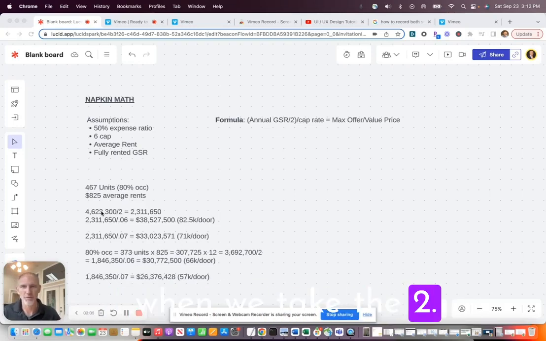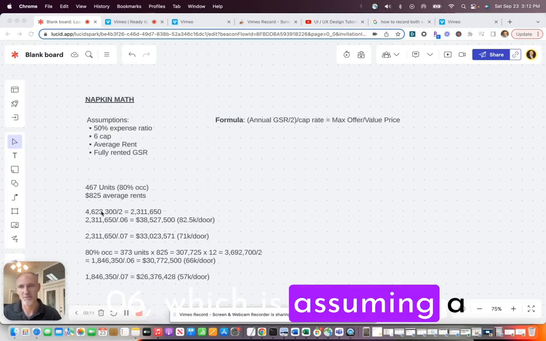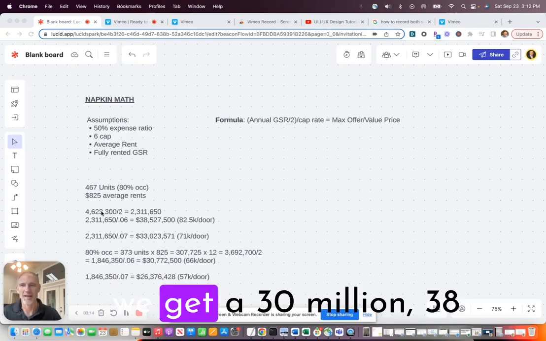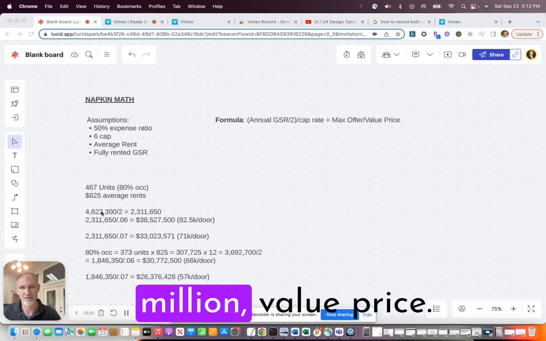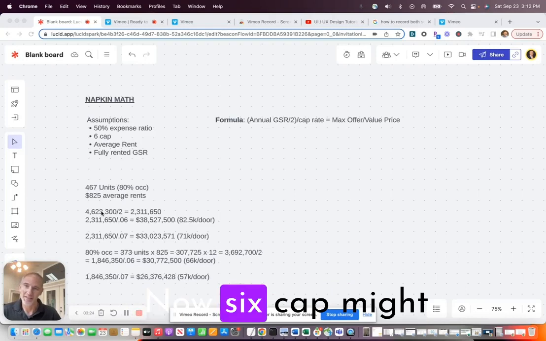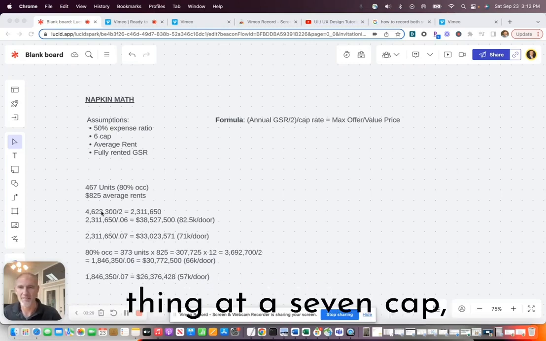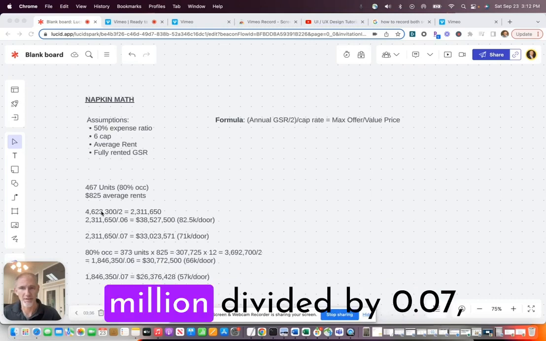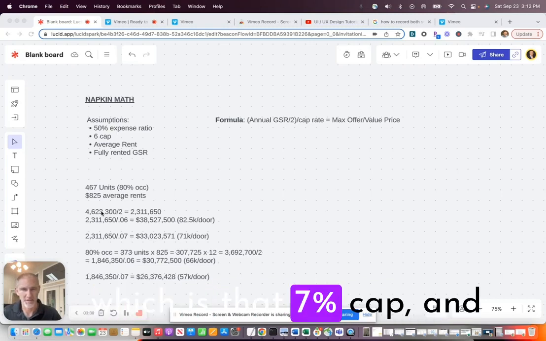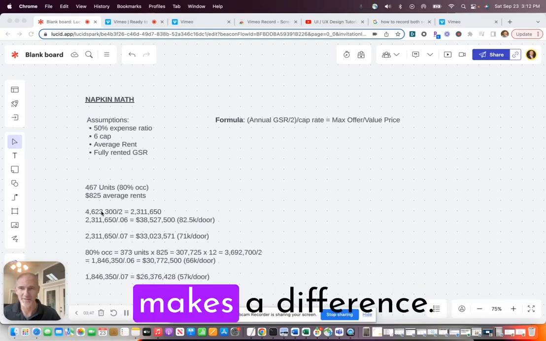When we take the 2.3 million and some change and we divide that by 0.06, which is assuming a 6 cap for this property, we get a $38.5 million value price. Okay, now 6 cap might be low for this particular asset. I think it is, right? So if we did the same thing at a 7 cap, maybe it's a 7 cap area, right? Then you get the 2.3 million divided by 0.07, which is that 7% cap, and you get 33 million, right? Which is $71,000 a door versus the $82,500 a door earlier. So the cap rate makes a difference.